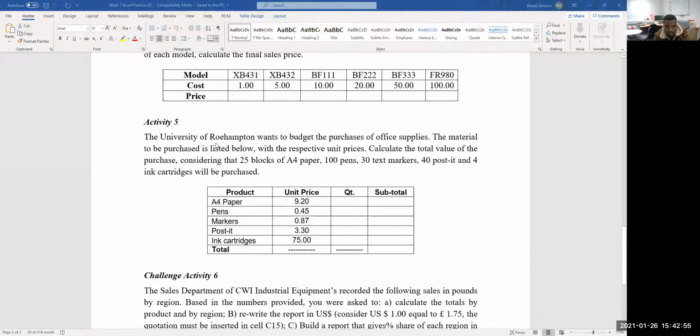The material to be purchased is listed below. With respective unit prices, calculate the total value of the purchase, considering that 25 blocks of A4 paper, 100 pens, 30 text markers, 40 post-it, and 4 ink cartridges will be purchased. So we'll put these units here: 25 blocks of A4 papers. We have 100 pens, 30 markers. Let's write that down. So we have 25, 100, 30, 40, and 4. Excuse me.